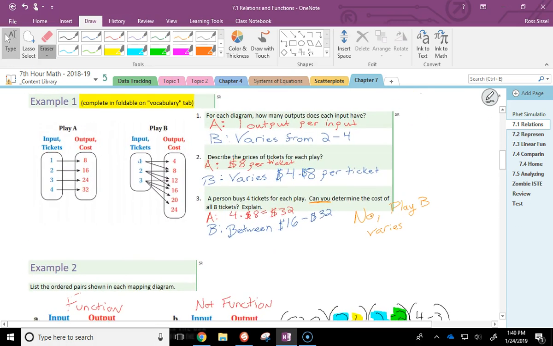Which graph is a function? Don't shout it out. I do not want you to shout it out. You shout it out, I'm going to mark you because you're being disrespectful. Which one would be a function? Don't shout it out, raise your hand. Cohen? A. B is not a function.